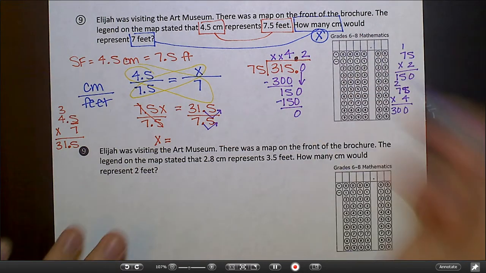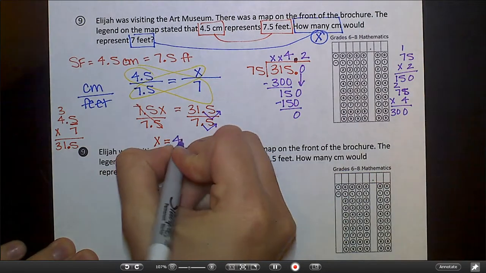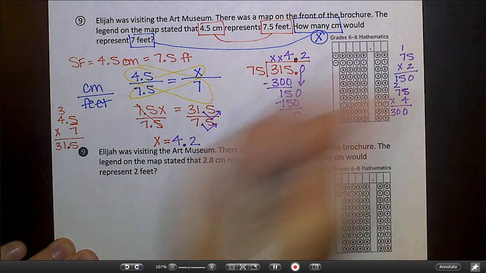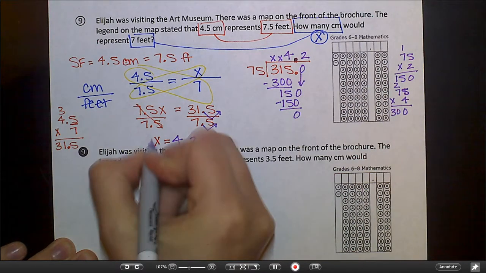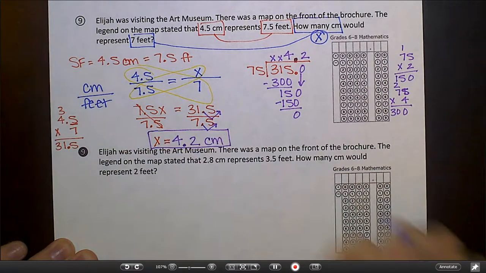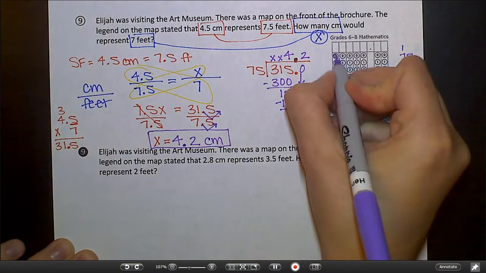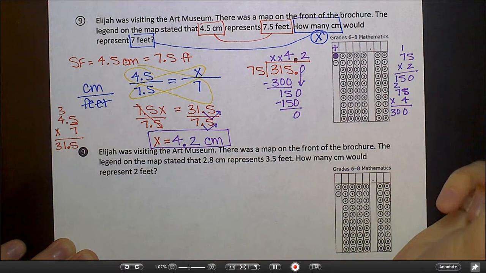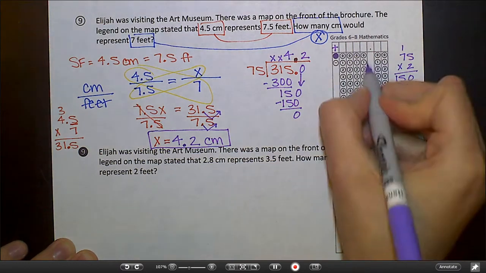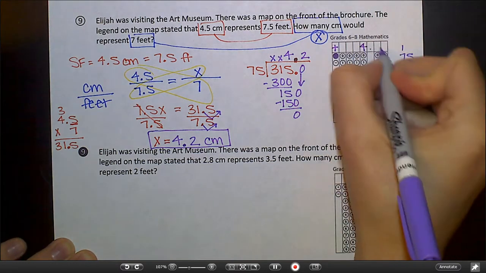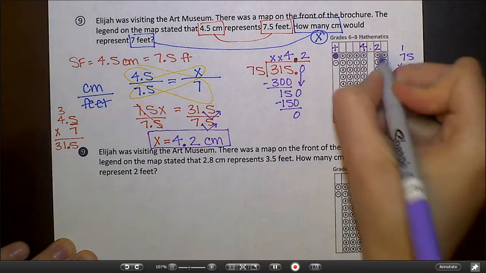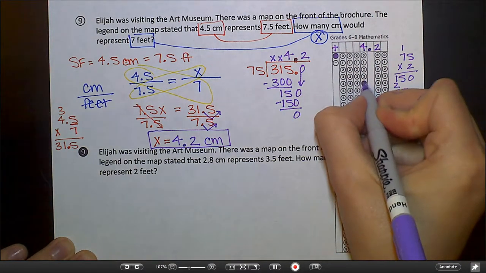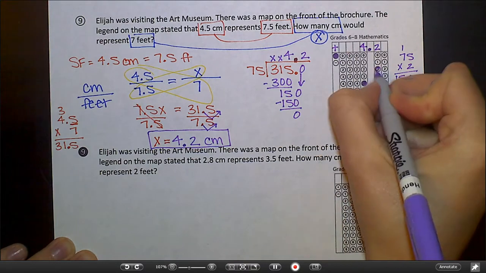So remember, this is going to be 4 and 2/10, and it's what? How many centimeters? So centimeters. And then we need to bubble it. So it's positive. We know it's positive. And then 4.2 has to go exactly right here. This is the decimal point, and it cannot move. So bubble in your 4 and bubble in your 2.